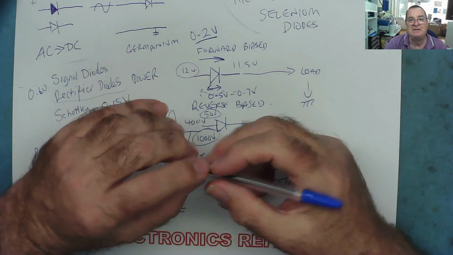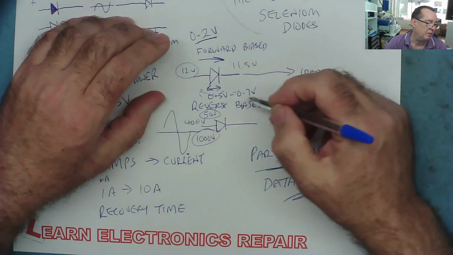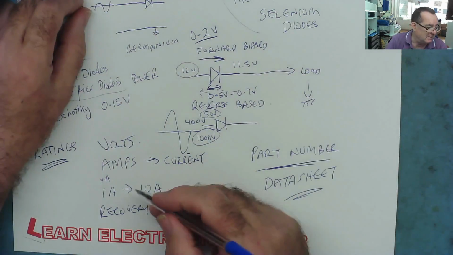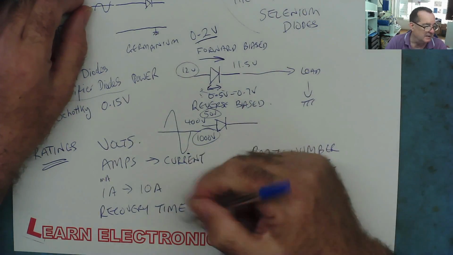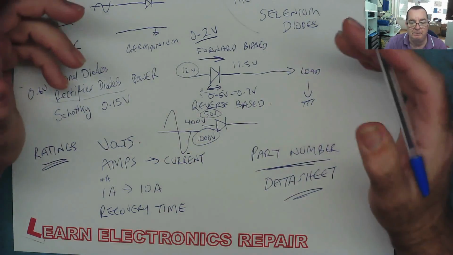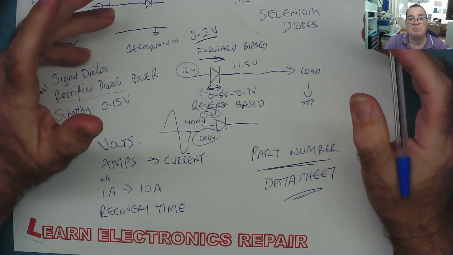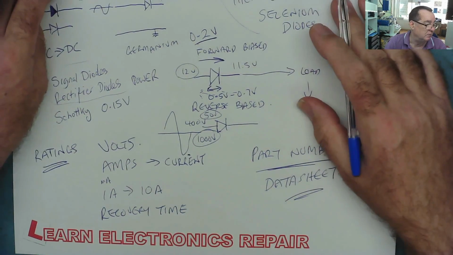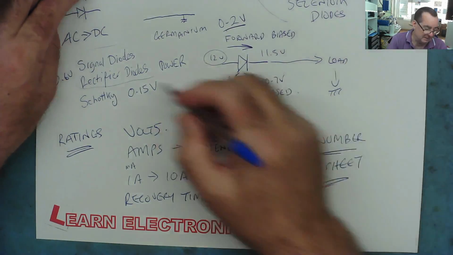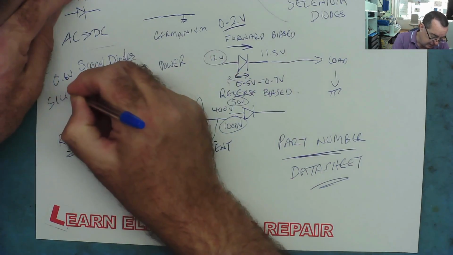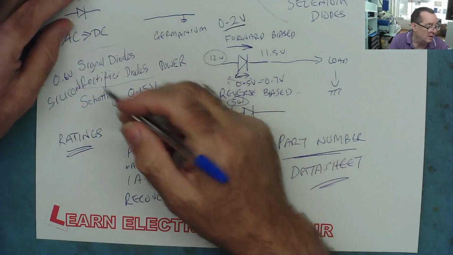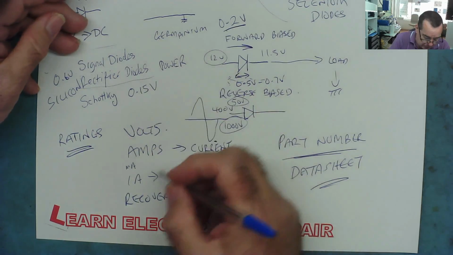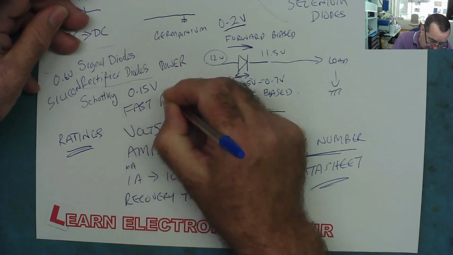It takes a finite amount of time for the current to stop flowing. Or when you go this way, for it to block the current, there's a finite amount of time. And that is called the recovery time. This becomes very important in high frequency power switching circuits, in particular switch mode power supplies, VRMs, DC to DC converters. You can get silicon rectifier diodes. They're all silicon diodes, even the Schottky, which is a silicon metal junction diode. You can get rectifier diodes that are called fast rectifiers.